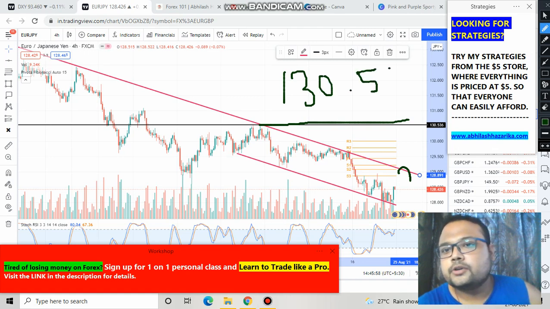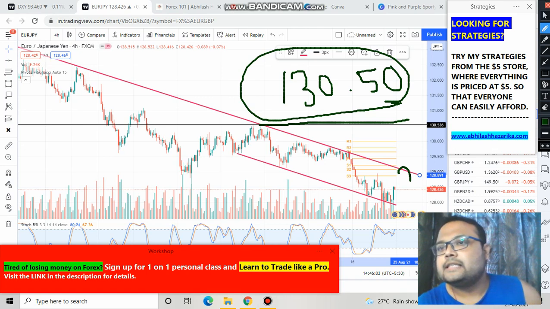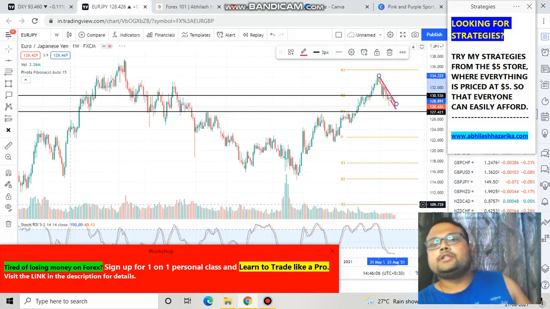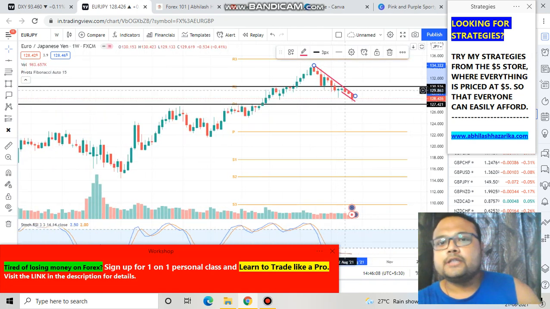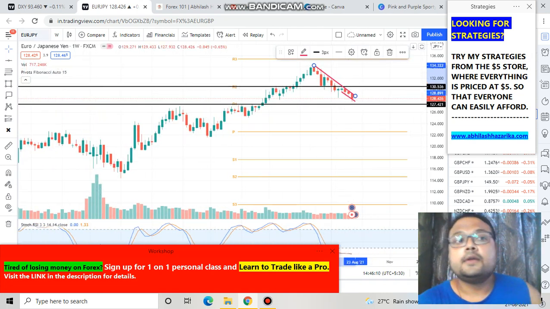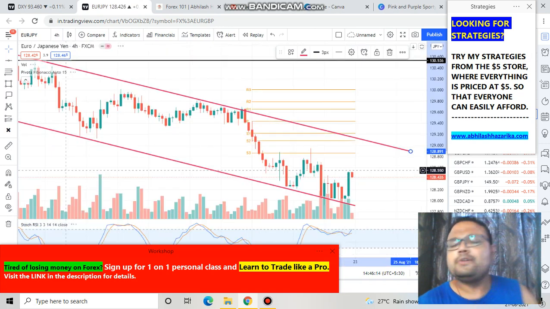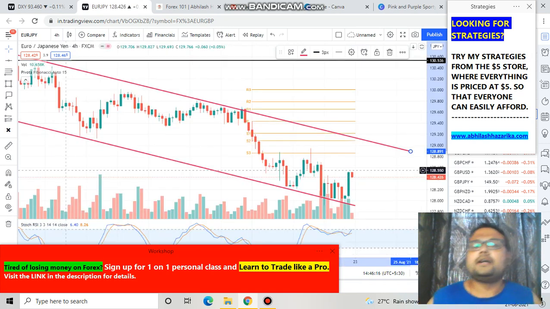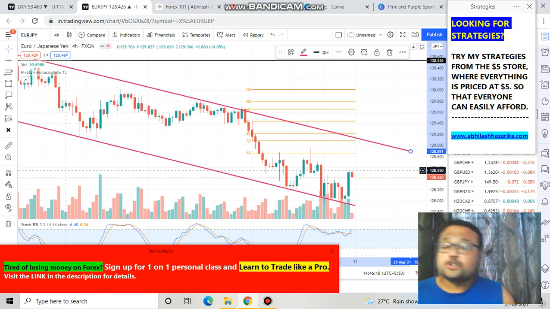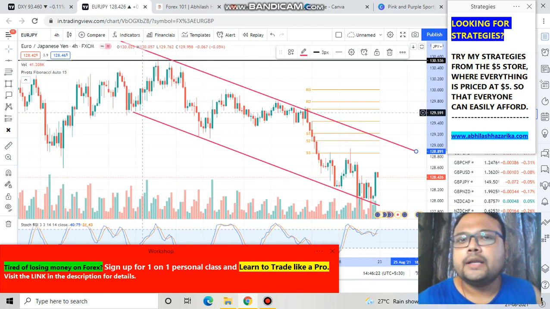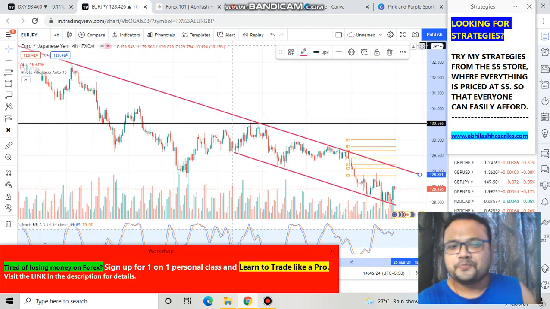130.50, you must draw this line on the 130.50 level, because this level belongs to the weekly chart here. So if you go to the weekly chart, you can see that on the weekly chart we have a resistance. The weekly chart is extremely important, because the weekly chart belongs to the institutional traders, the big players.